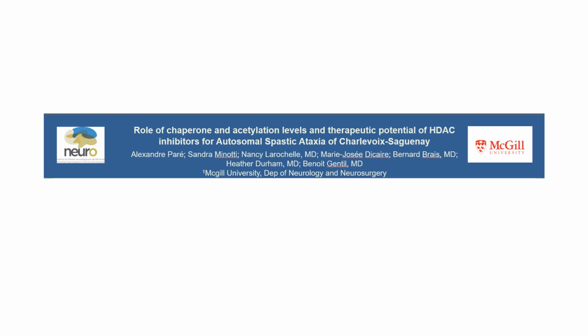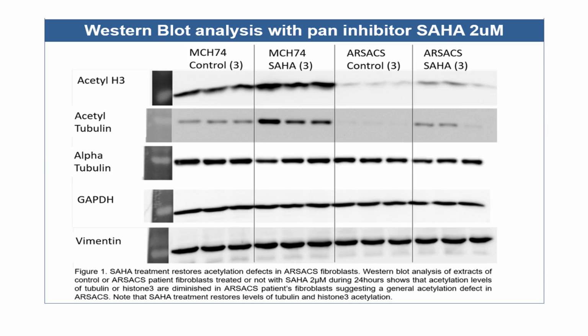From this, we investigate the possibility of a therapeutic approach using HDAC inhibitors. Acetylation is the critical problem in ARSACS. Using a Western blot analysis, we compare the control MCH74 fibroblast cell to ARSACS fibroblast cells. The levels of acetylated tubulin and histone 3 are much lower in the untreated ARSACS condition compared to the untreated control. Treatment with a pan-HDAC inhibitor, SAHA 2 micromolar, increases acetylation to normal levels.